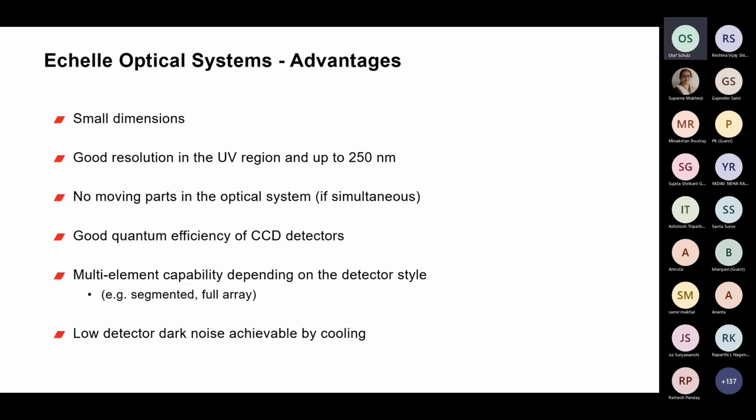Depending on the design, the systems offer simultaneous measurement of the emission spectrum and really a good resolution in the 200 nanometer wavelength range. To achieve low dark current noise, the two-dimensional detectors are typically sub-zero cooled, and combined with a good quantum efficiency, really good sensitivities are achievable. And so for the main application of ICP-OES being the determination of toxic metals in environmental samples, echelle optical systems really fulfill their task.